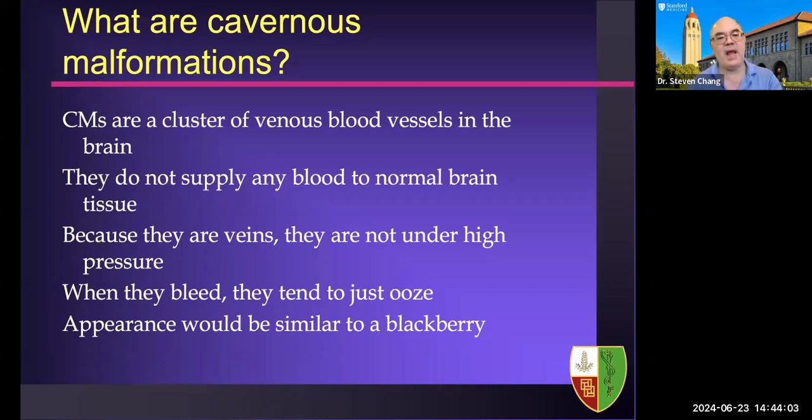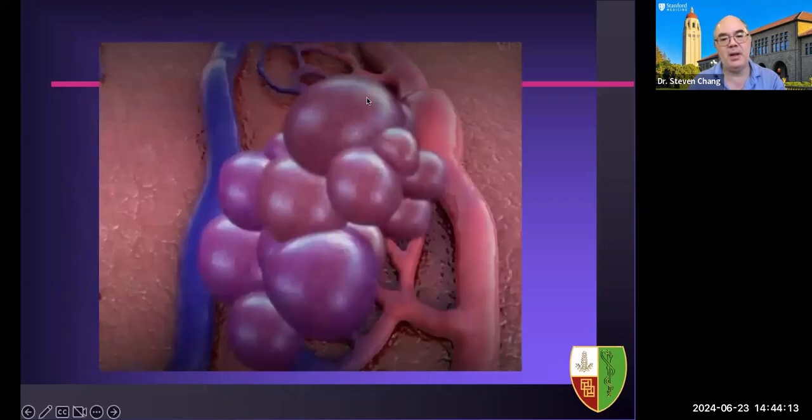If you had a cavernous malformation in the palm of your hand, it would look similar to a blackberry. It would have little bumps on itself. Here is a magnified picture of what a cavernous malformation would look like. You can essentially see a cluster of grape-like bumps. Each of these circles is filled with blood products that are under low pressure.